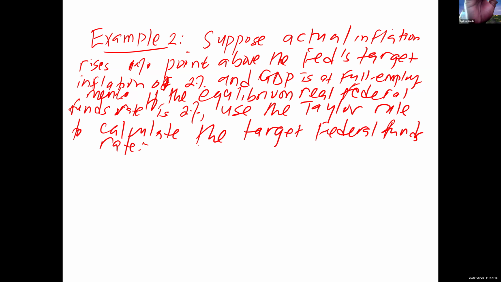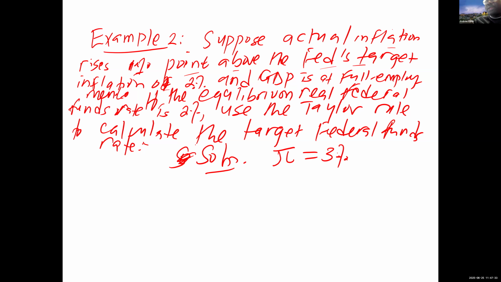Okay, so the solution here is very straightforward. We already know this. They're saying that suppose actual inflation rises 1 percentage point above the Fed's target of 2%. What does that mean? That means your actual inflation is 3%, because 3% is 1 percentage point above the target of 2%. And then output is at full employment. That means the gap between actual output and potential output is 0. The equilibrium real federal funds rate is 2%.